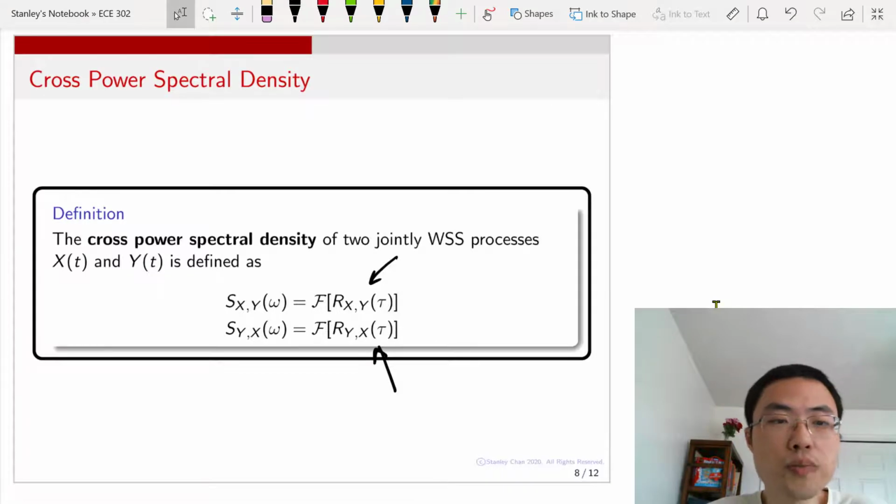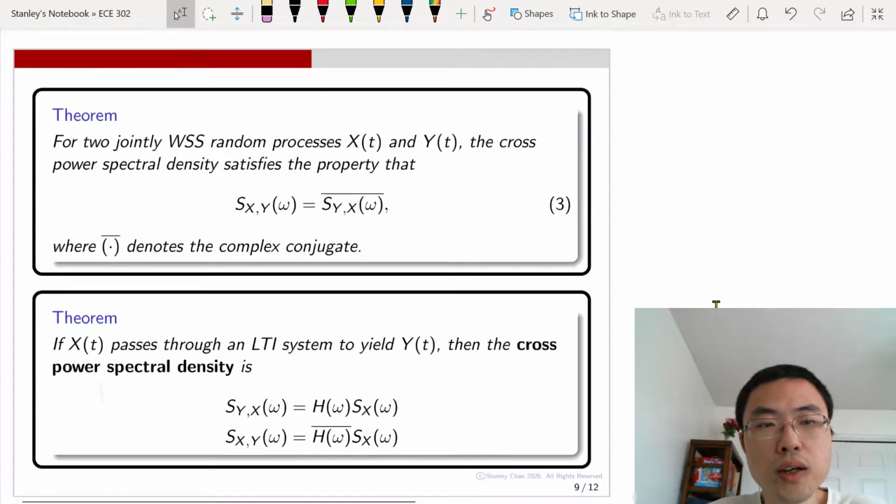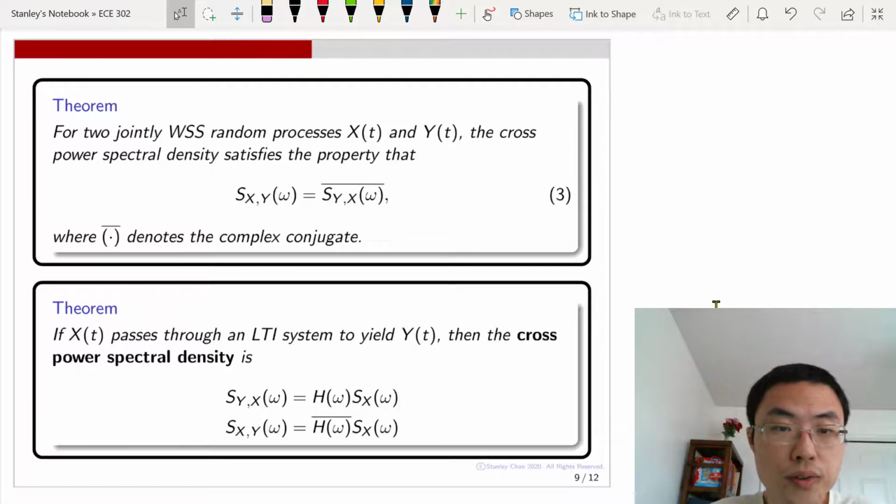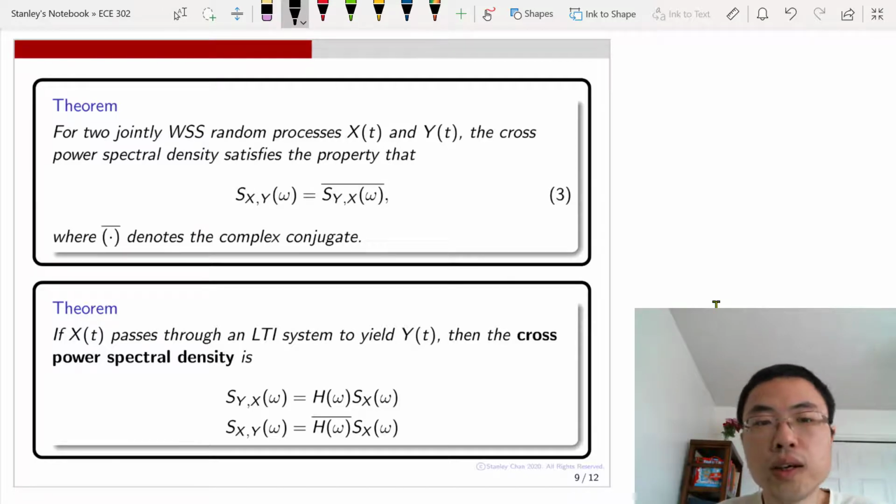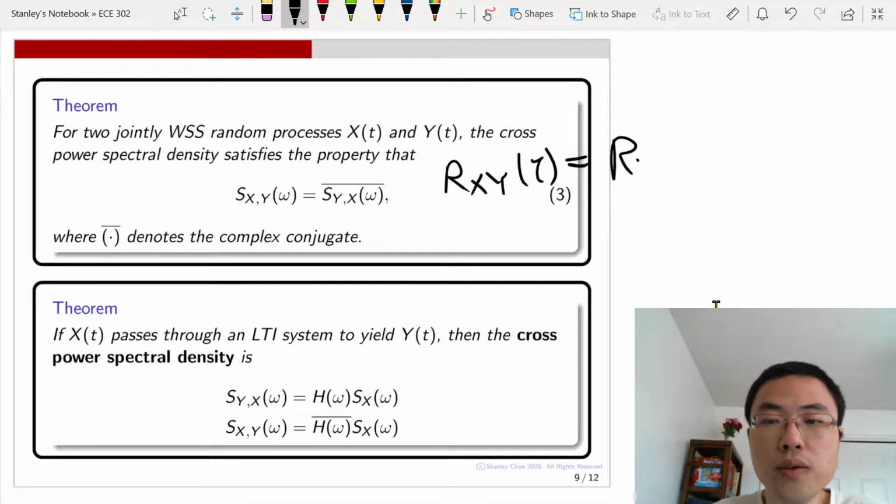So given the cross-power spectral density and also the cross-correlation functions, we also want to comment on this relationship between Sxy and Syx. It turns out that Sxy is equal to the complex conjugate of Syx. It's just because of this symmetry issue that Rxy of tau is equal to Ryx of minus tau. This minus tau will give you this complex conjugate.